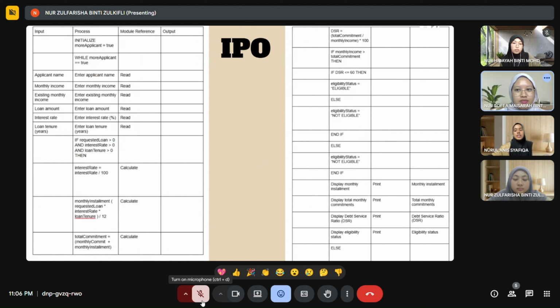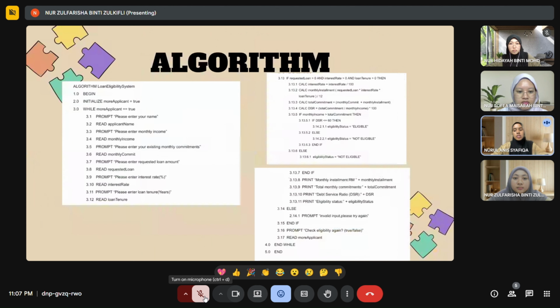The IPO chart details our step-by-step logic. The system inputs data like interest rate and existing commitment, then processes the monthly installment and DSR using specific mathematical formulas. The output displays the monthly installment amount and final eligibility status to the user. So, I will now hand it over to Zulfarisha to explain the slide.